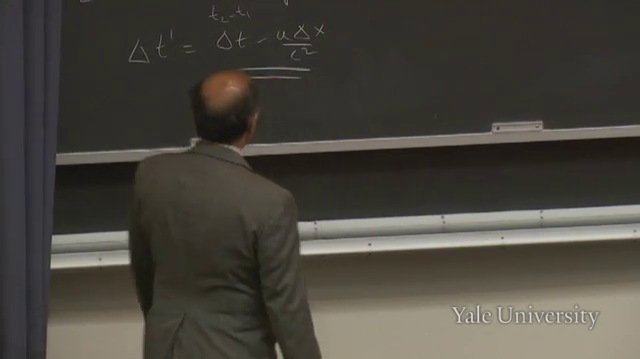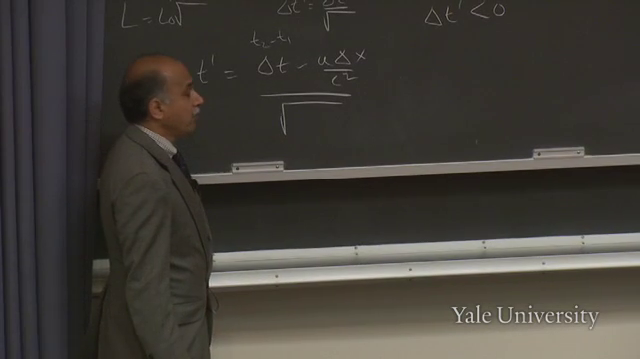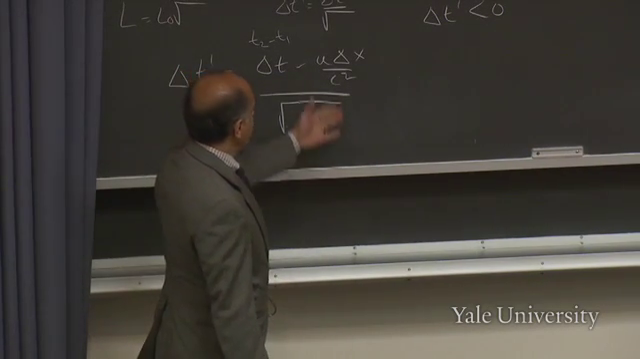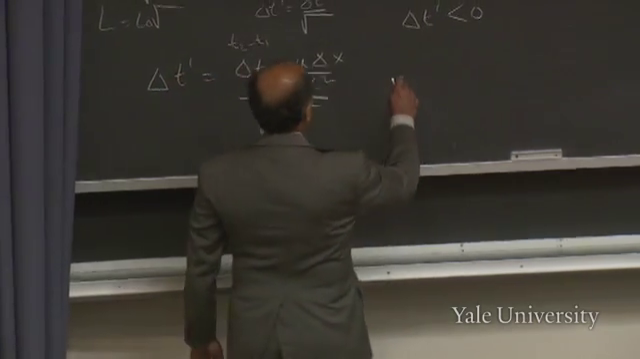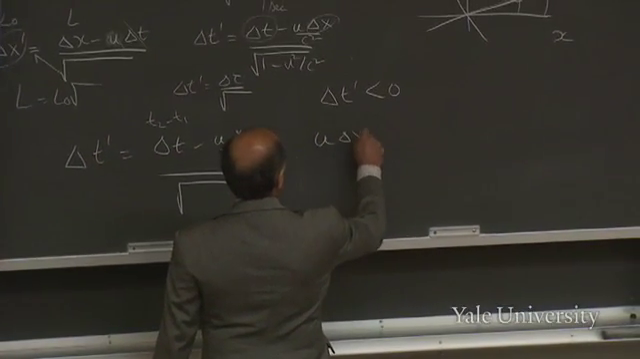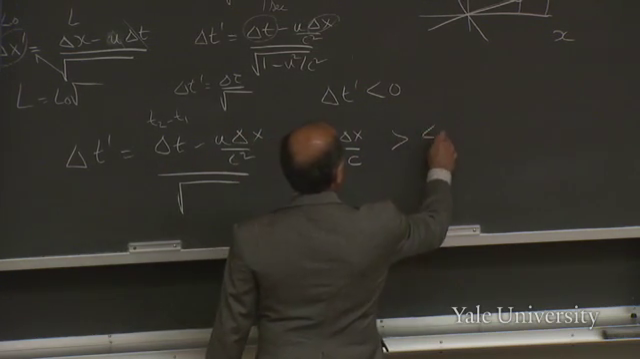So we go and ask this equation, if delta t is positive, when will delta t prime be negative? Well, it's very simple algebra. You want this term to beat that term. So that will happen if u delta x, let me put a c here, another c here, is greater than delta t.